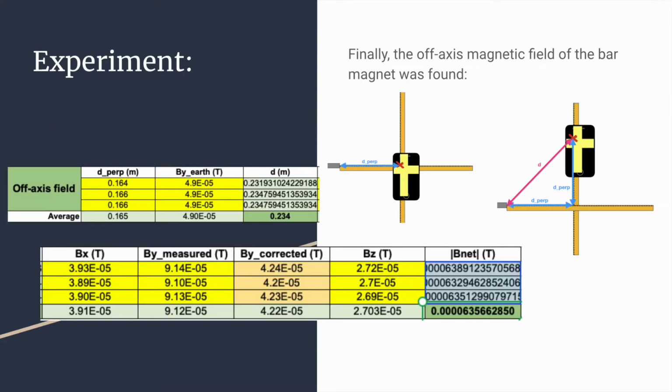For part 2 of the experiment, we found the off-axis magnetic field of the bar magnet. We did so by first finding the on-axis distance from the bar magnet to the phone such that the net magnetic field was 100 microteslas. Then we slid the phone in the vertical direction the same distance and recorded each component of the net magnetic field at this location. The y component of the magnetic field due to the bar magnet was found by subtracting the Earth's contribution to the y component of the magnetic field from the total y component of the magnetic field at this location.